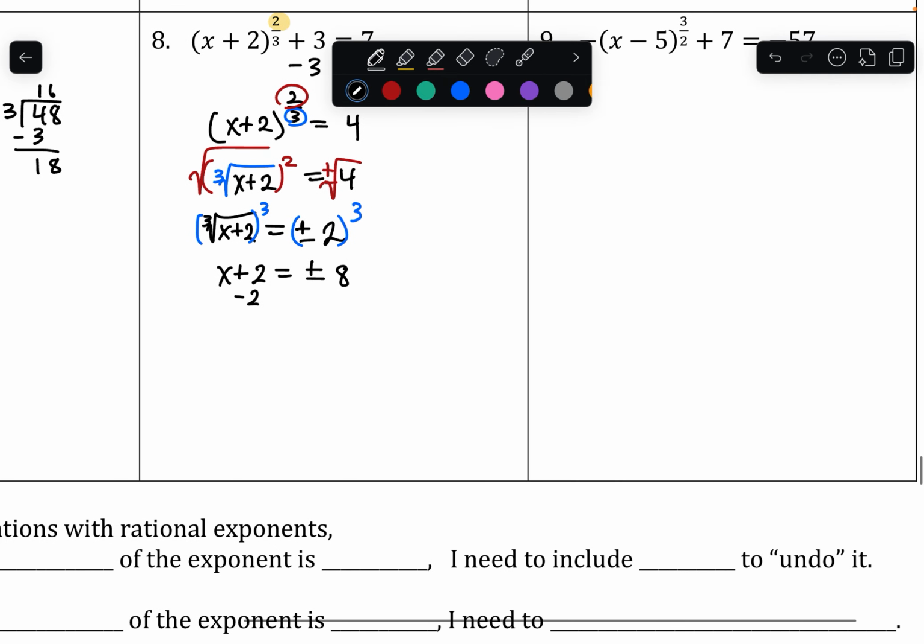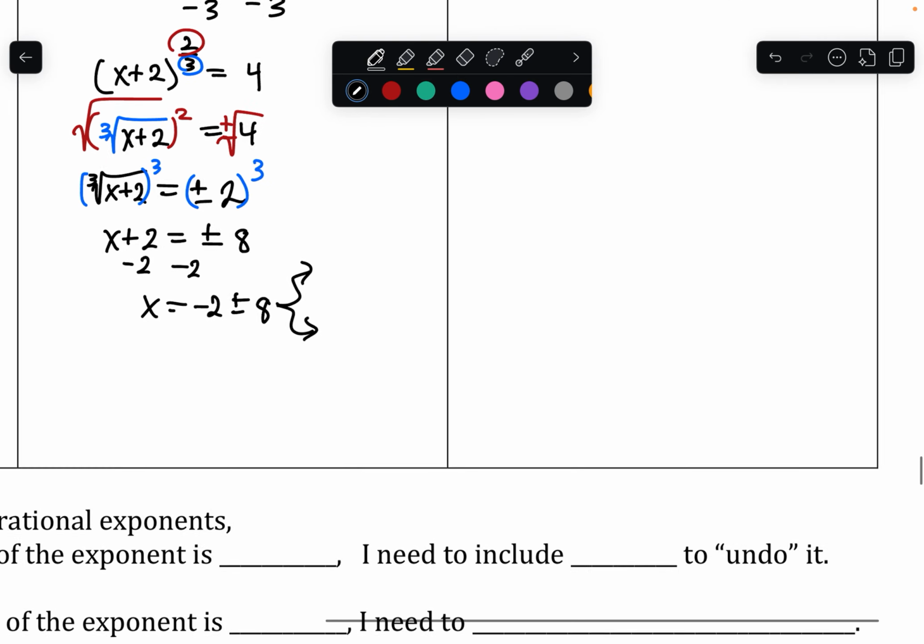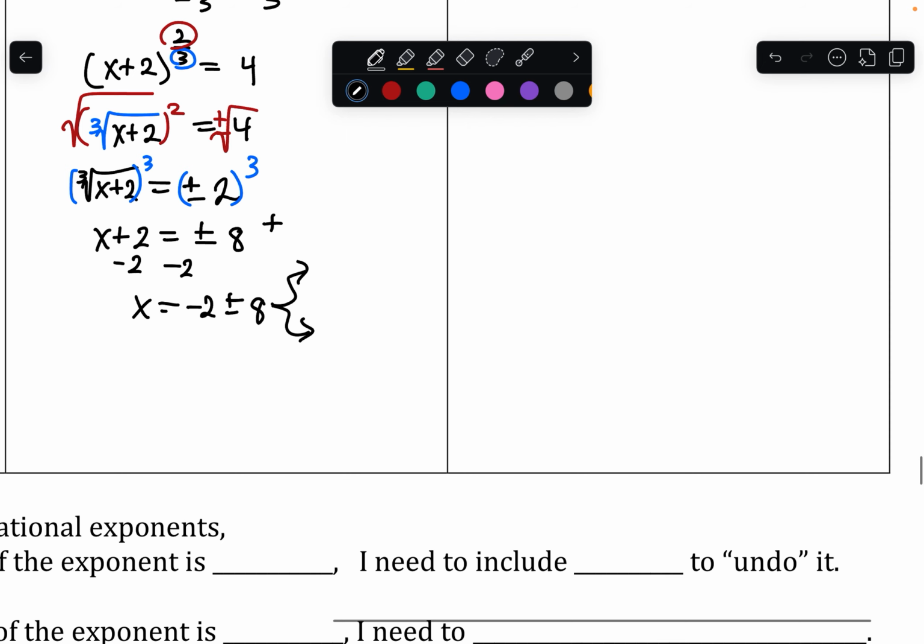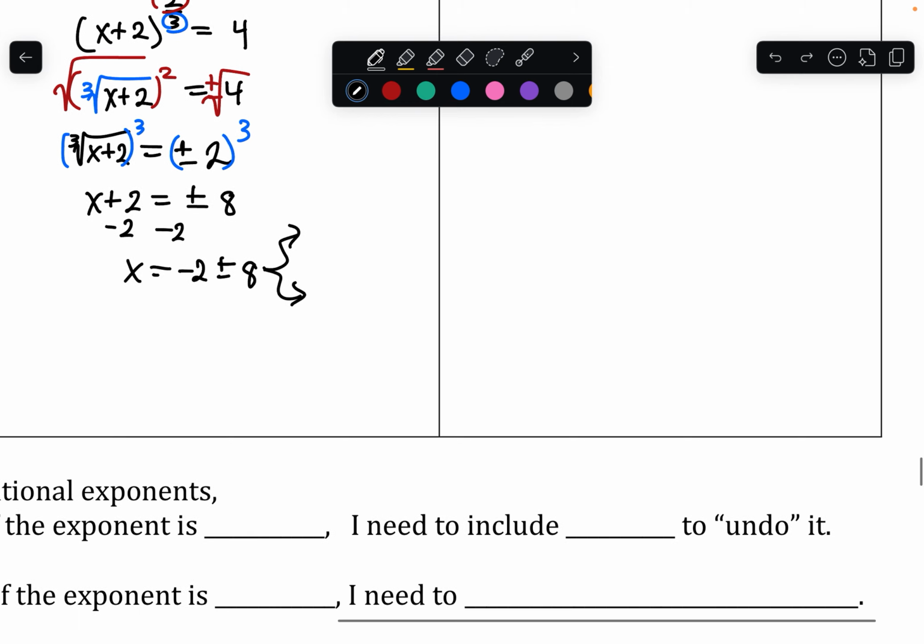Okay, and so we're going to slide this 2 over to the other side, put it before the plus or minus, so that we can break it into our cases. Don't just subtract 2 from 8 and say positive negative 6. That is not the correct way to do that, and I see it all the time. You have to break it into cases. Negative 2 plus 8, negative 2 minus 8 gives you completely different answers. In this case, we get 6. In this case, we get negative 10.